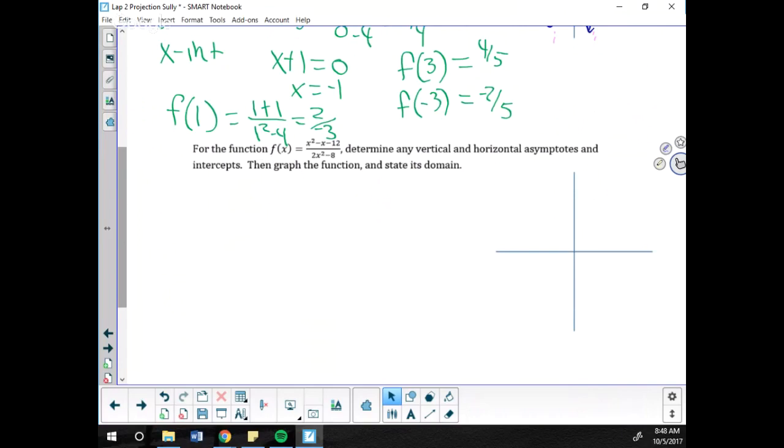All right, so once you have found the domain with the people next to you, find those vertical asymptotes and make sure that the person next to you is on the same page as you are. Do not leave your friends.